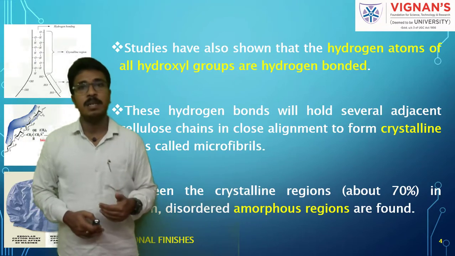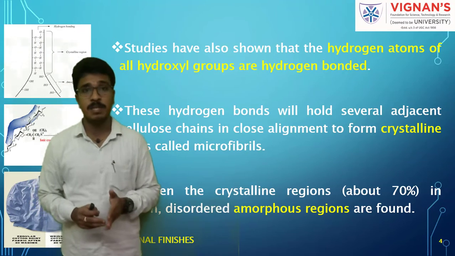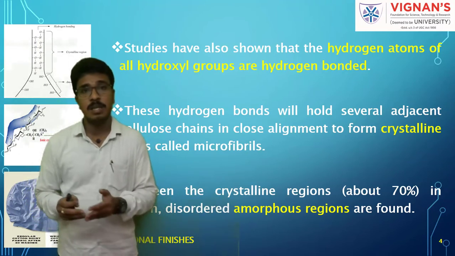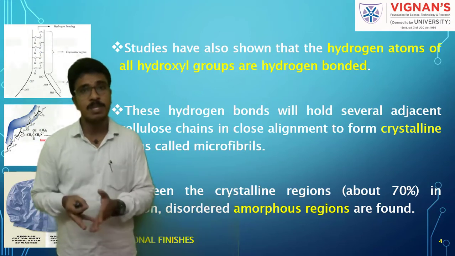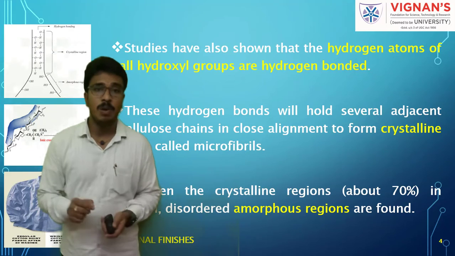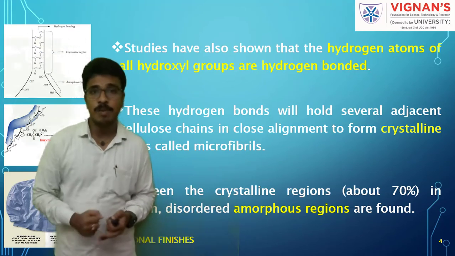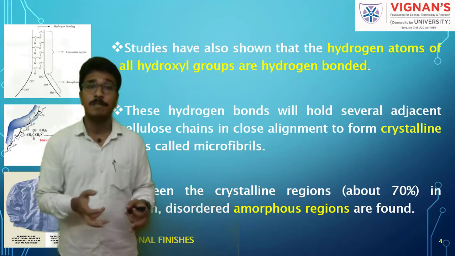And the crystalline region is about 60 to 70% of the amount in cellulose. Apart from this crystalline region, in cotton some kind of disordered regions are also found. Those disordered regions are called amorphous regions.